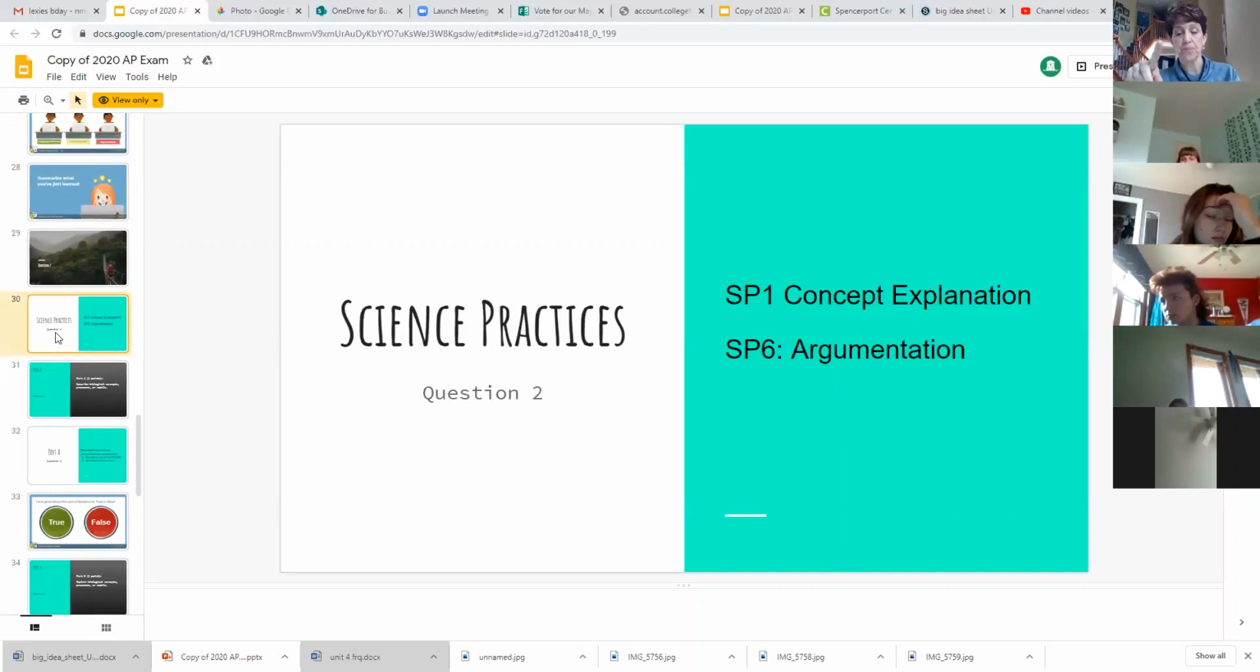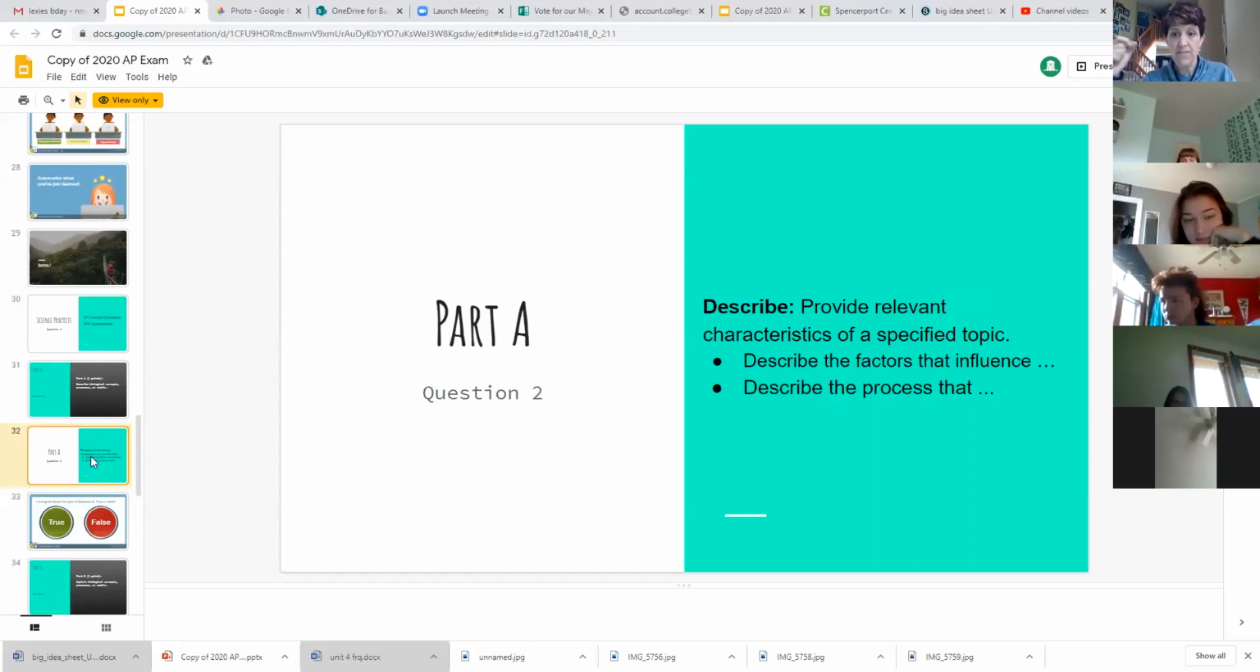All right, question 2. So all of those were different parts that there could be for question 1. Question 2 is shorter and it's not related to an experiment per se, it's more related to a concept. So explaining a concept. So part A, provide relevant characteristics of a specific topic. So this is where they're looking more for your content. Describe the factors that influence if a trait will show up in the kids or not. Describe the process that produces oxygen during photosynthesis, like things that are more content driven.